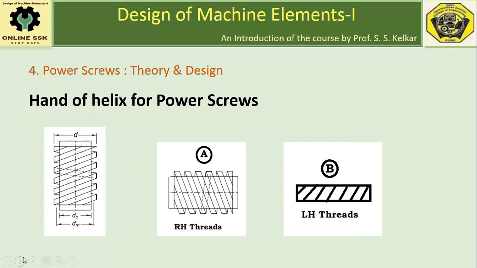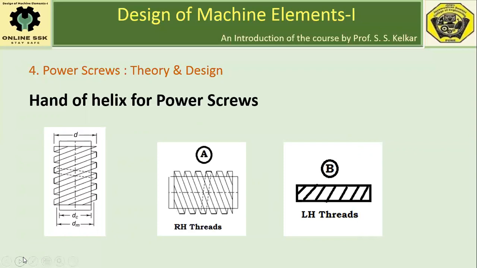Now in figure A, you can note that the helix is leaning towards right hand side. Therefore, screw A is of right hand threads. Screw A is having right hand threads. Whereas for screw B, the helix is leaning towards left hand. Therefore, it is having left hand threads.